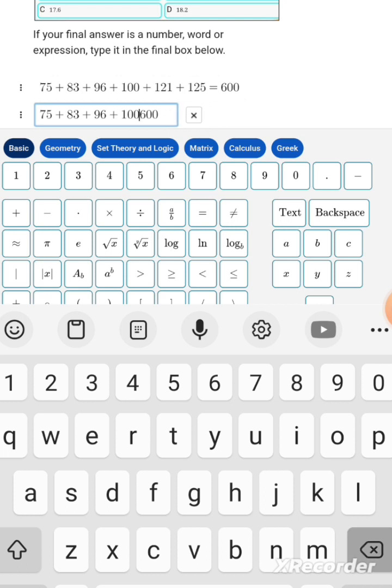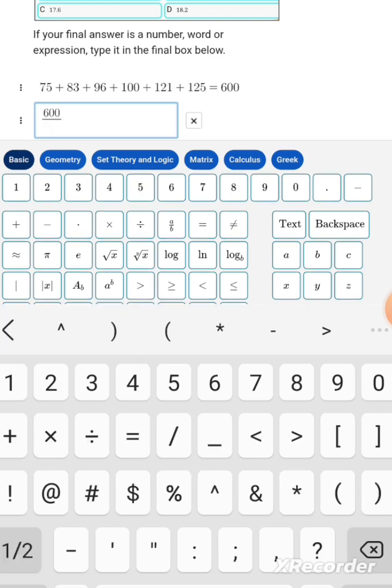Now that we know that, we can find the average or the mean by dividing by the number of numbers in our data set. The number of numbers in the data set is 6. So we're doing 600 divided by 6. What is that? That is equal to 100. So our mean for this data set is 100.